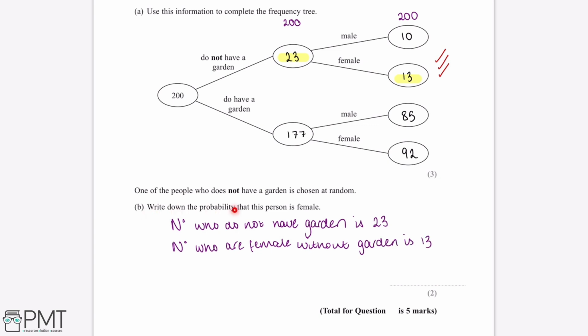So we want the probability that this person is female. So there are 23 people who do not have a garden, and 13 of these 23 people are female. So this means the probability that this person is female is 13 over 23. And this question is worth 2 marks, and we'll get 1 mark for getting the numerator value correct, and the second mark for the denominator value being correct.